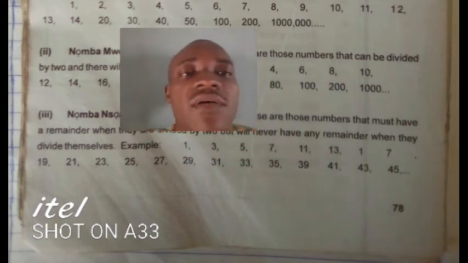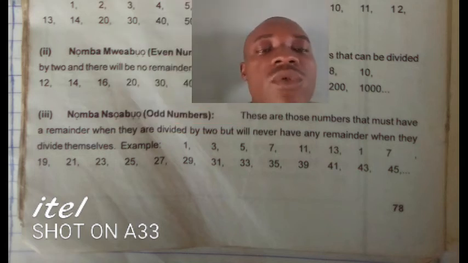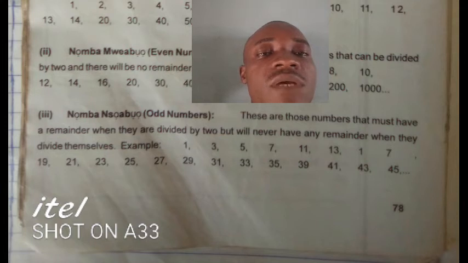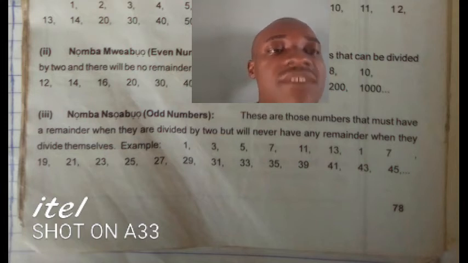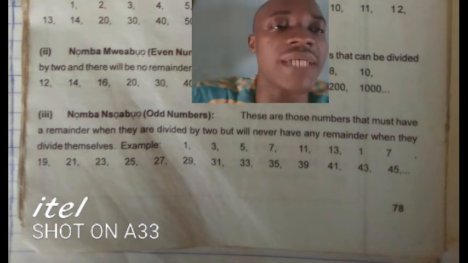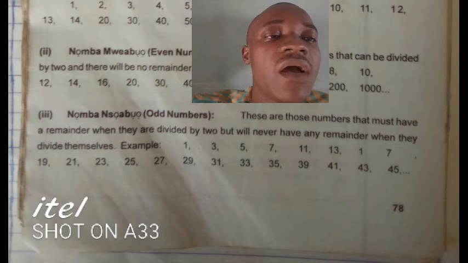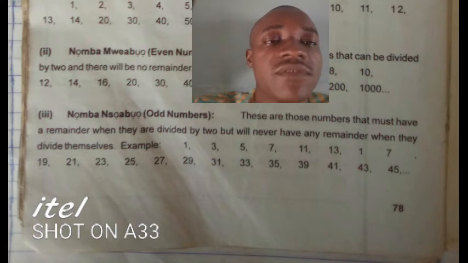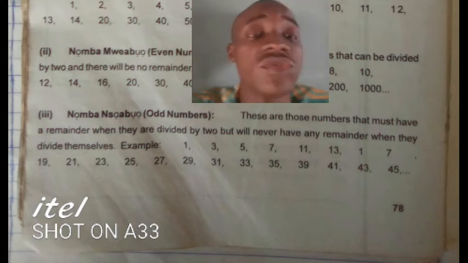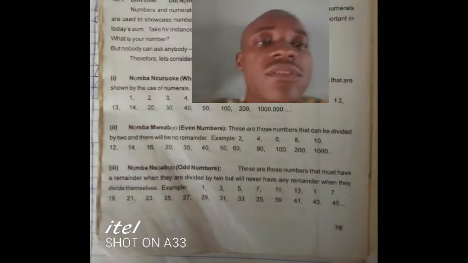Okay, going further, we'll be looking at the number nso abua, which means odd numbers in English. These are those numbers that must have a remainder when they are divided by 2, but will never have any remainder when they divide themselves. So these are the odd numbers. You can see them there yourself.